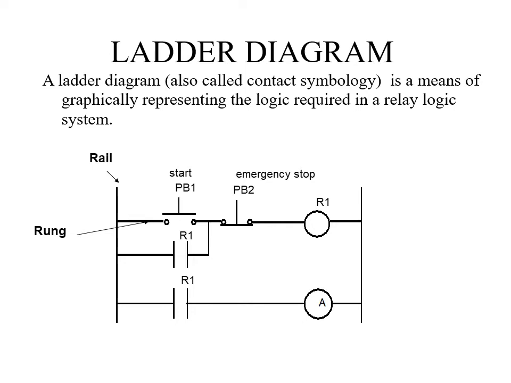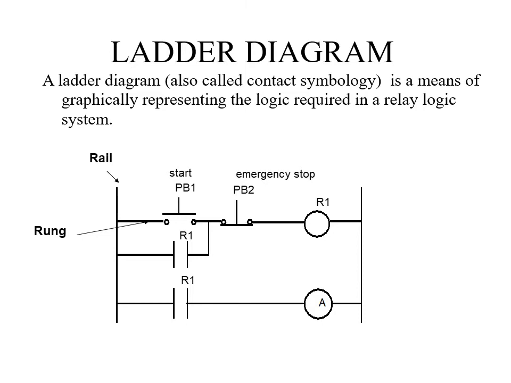And then in these rungs, we can insert circuit components. In this case, there's push button 1. This is the start push button 1. If you look at the circuit, once you turn push button 1 on, the circuit will close, so there will be current from the left rail to the right rail. And then there's another push button, PB2. This is for emergency stop. Visually inspecting, if we push this button, the circuit will open and there will be no current flow.